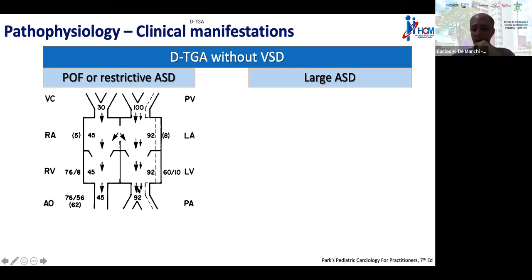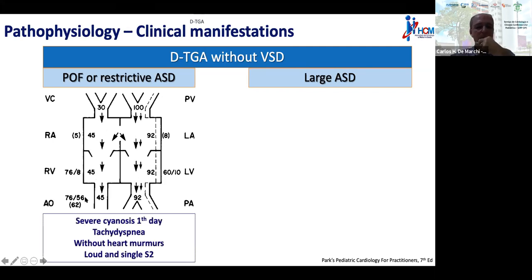And again, what will this baby have? Severe cyanosis in the first day of life, tachypnea, without murmurs, because there are no conditions to create a murmur here, and a loud and single S2. The aorta is anterior in most people, in most D-TGAs.